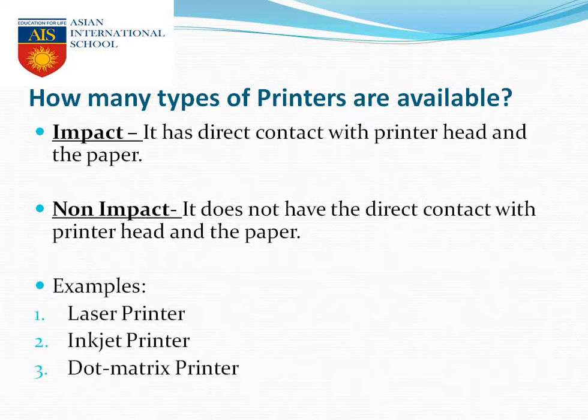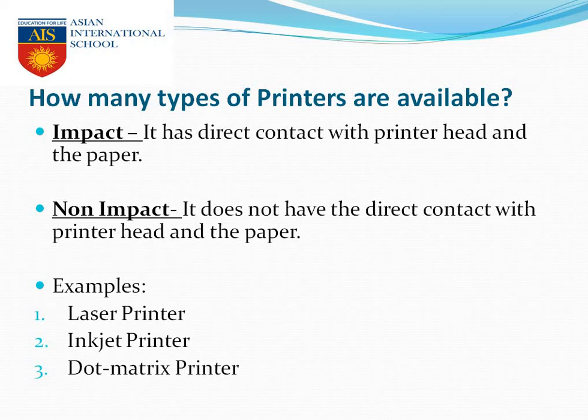First is the laser printer. It is a non-impact printer. Non-impact printer means it does not have direct contact between the printer head and the paper. So what technology do they use? They use laser technology to print the information on the paper. Next is the inkjet printer. It is also a non-impact printer, meaning it also does not have direct contact between the printer head and the paper. So what technology do they use? They spray the ink onto the paper to print the information.